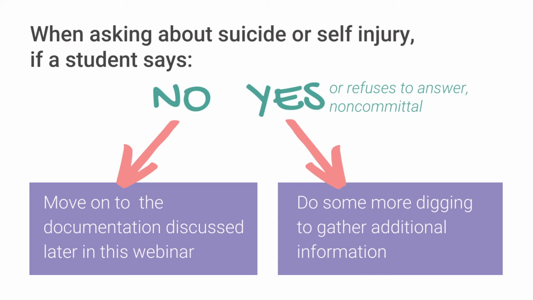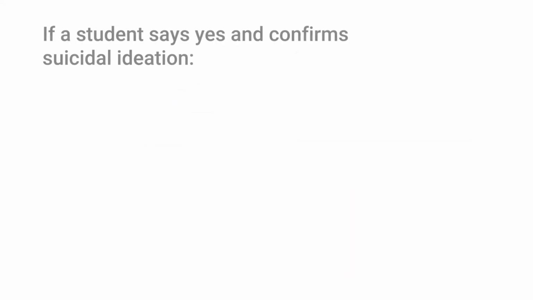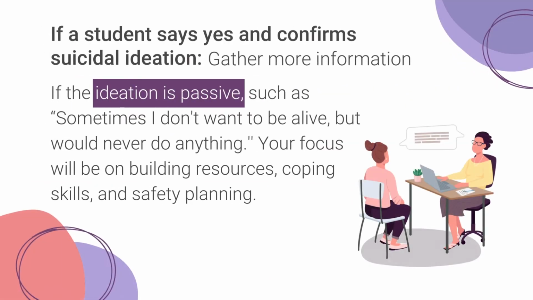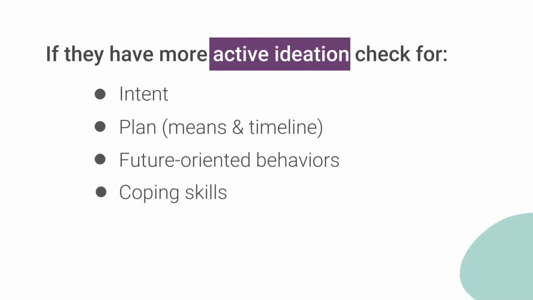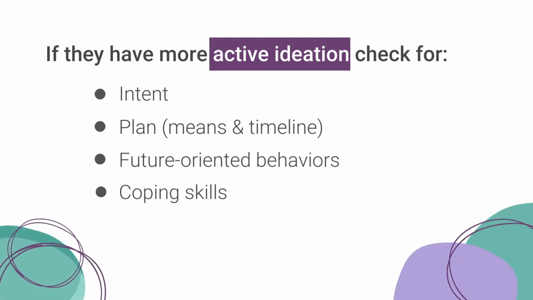But if a student says yes, refuses to answer, or gives a non-committal answer, you will need to do some more digging. If a student says yes and confirms suicidal ideation, you will want to gather some more information. If the ideation is passive in nature, such as, "Sometimes I don't want to be alive but would never do anything," or "There's days I just don't want to wake up," your focus will be on building resources, coping skills, and safety planning. But if they have more active ideation, you're going to want to check for intent, a plan, including their access to means and a timeline, and future oriented behaviors and coping skills.